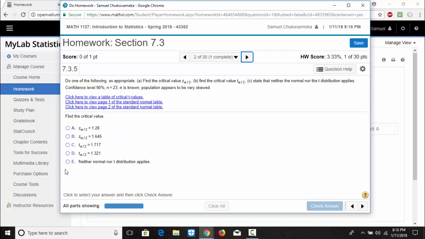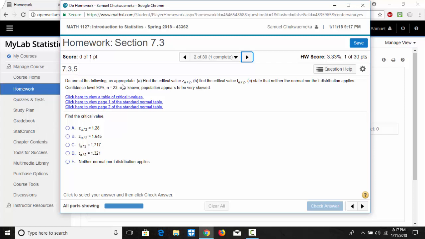Now, when do you calculate which one? If you are given the population standard deviation, which is your sigma, then you use critical Z. If you're given the sample standard deviation, that is just the S as in Samuel, lowercase s, then you use critical T. However, before you use either of them, you have to make sure that the population is normally distributed or the sample size is greater than 30.